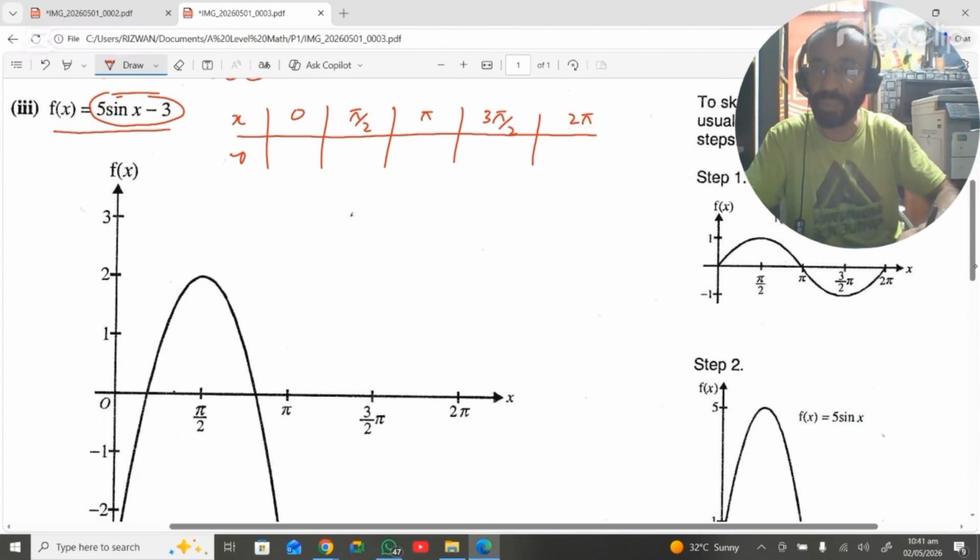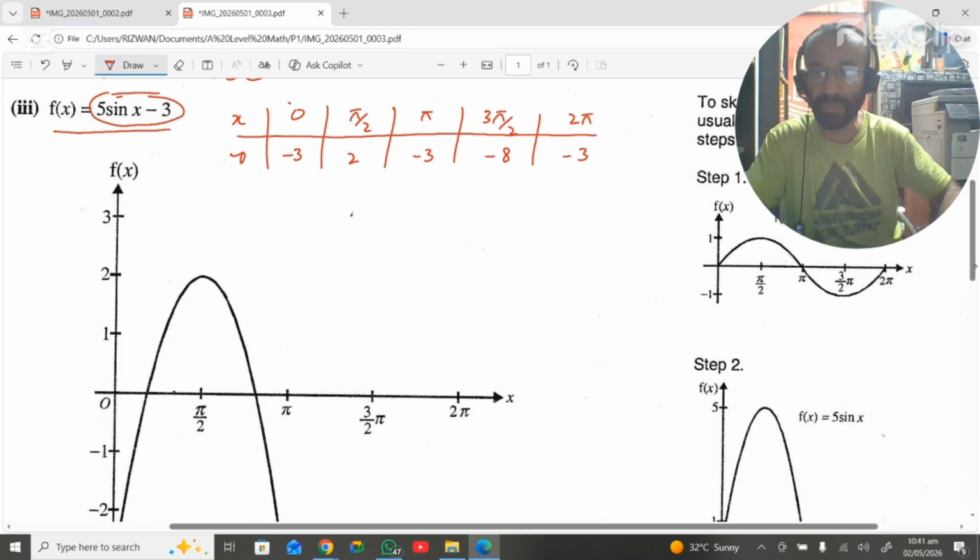So when we put 0 in place of x, sine 0 is 0, so the answer will be minus 3. When we put pi by 2 in place of x, sine of 90 degrees is 1, so 5 minus 3 will be 2. When we put pi in place of x, sine pi is 0, answer will be minus 3. Sine 3 pi by 2 is minus 1, so minus 5 minus 3 will be minus 8, and sine 2 pi is 0, so it will be minus 3. So these are the set of values which are going to be plotted.